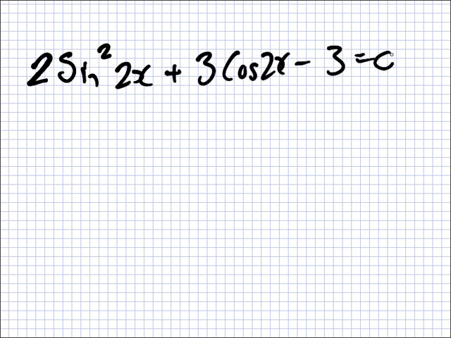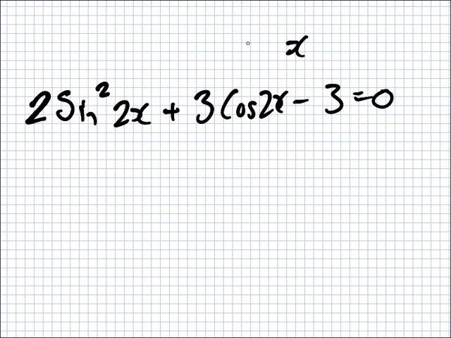Two sine squared 2x plus 3 cos 2x minus 3 equals 0. And again, we'll keep x being between 0 and 360.